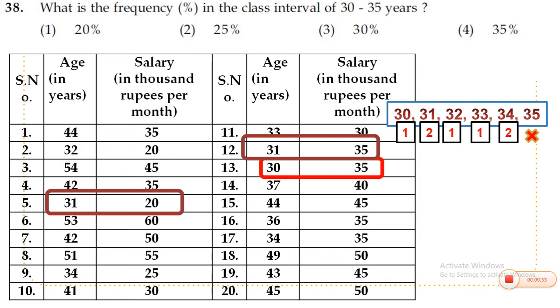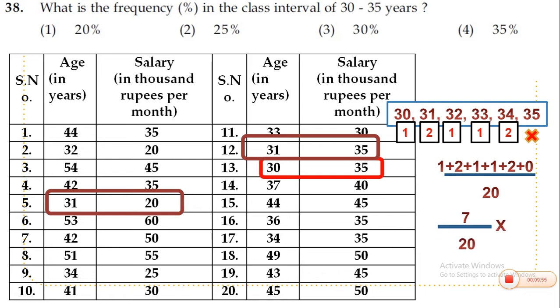Okay, so what is the frequency percentage? They are asking about the percentage. So you know that it is the total frequency of this group of age 30 to 35. It is 1 plus 2 plus 1 plus 1 plus 2 plus 0, divided by the number of people. So the total number of people is definitely 20, right? So we have to find 1 plus 2 plus 1 plus 1 plus 2, that is 7, divided by 20 into 100. This is the frequency percentage. Percentage means out of 20, how many times this group is repeating. That's the frequency percentage.